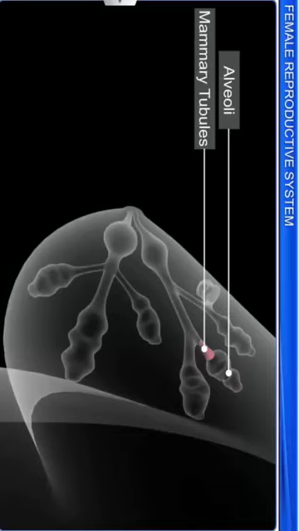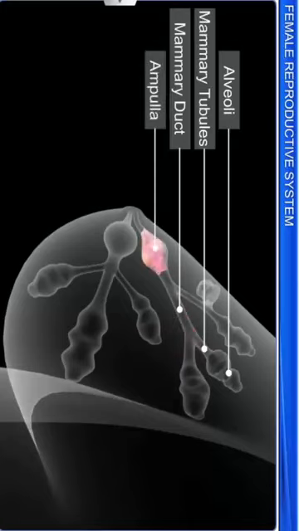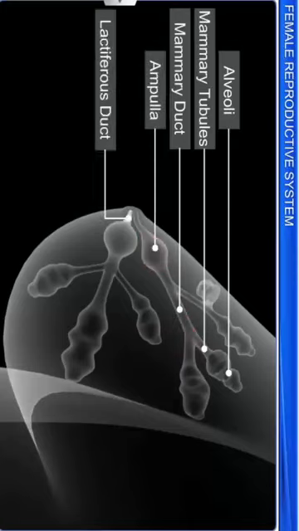The tubules of each lobe join to form the mammary duct. Several ducts join to form a wider ampulla, which is connected to the lactiferous duct. The lactiferous duct opens out through the nipple from which milk is sucked out.